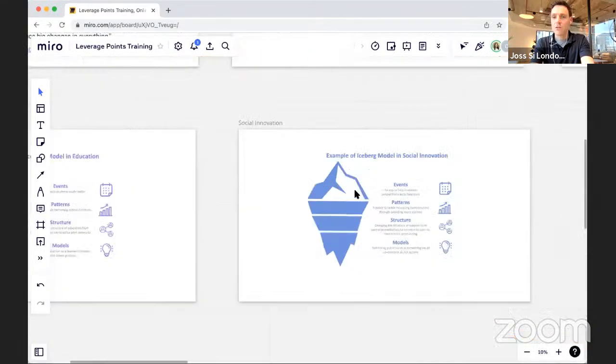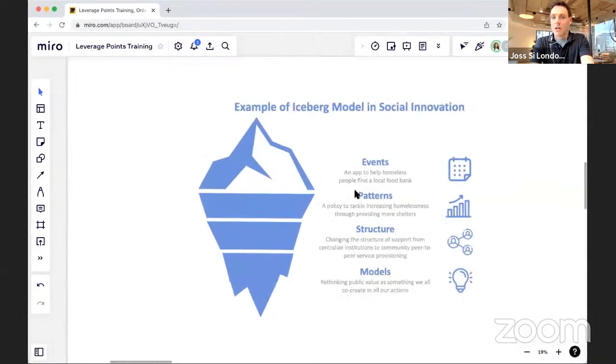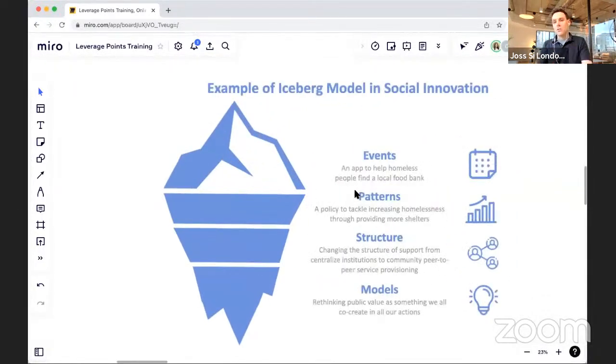We have one here in social innovation, thinking about how to tackle social issues through this model. So on the event level, we might think about an app to help homeless people find a local food bank, something like this. Pattern level, a policy to tackle increasing homelessness through providing more shelters. Again, neither of those are really getting to systemic issues, are they? They're kind of patching over the problem, right?